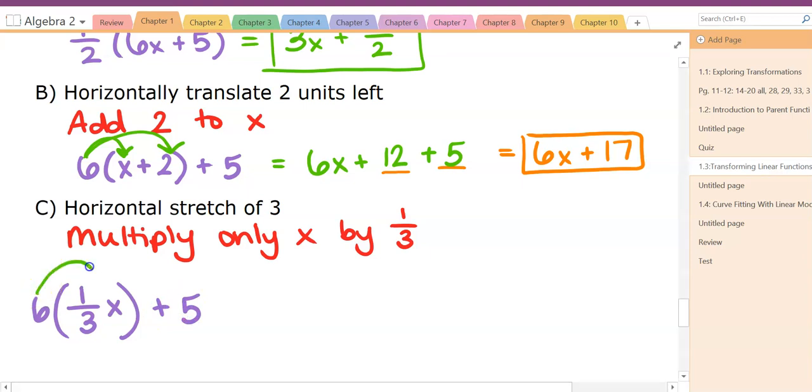So we can still distribute. We can still take 6 times that 1/3 x, and that's going to give us 2x, and then we have 2x plus 5.